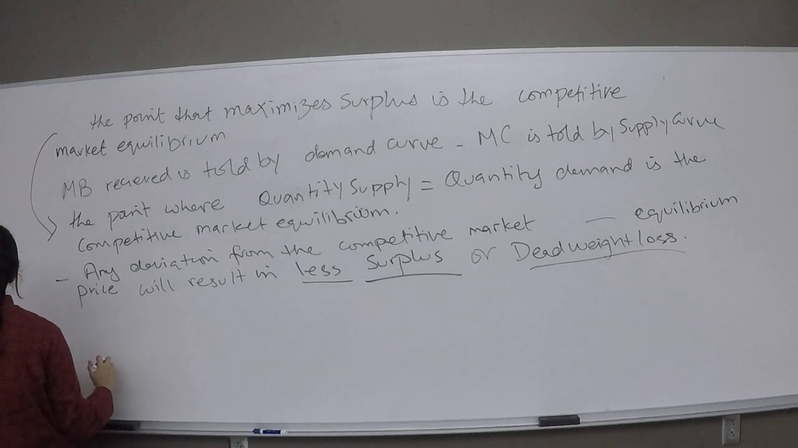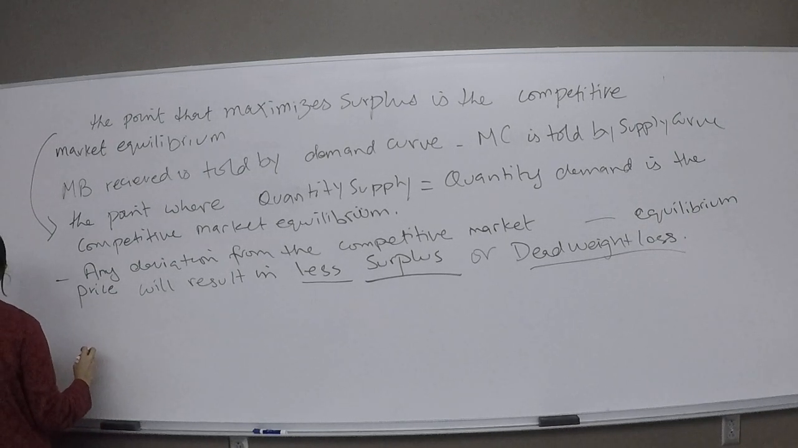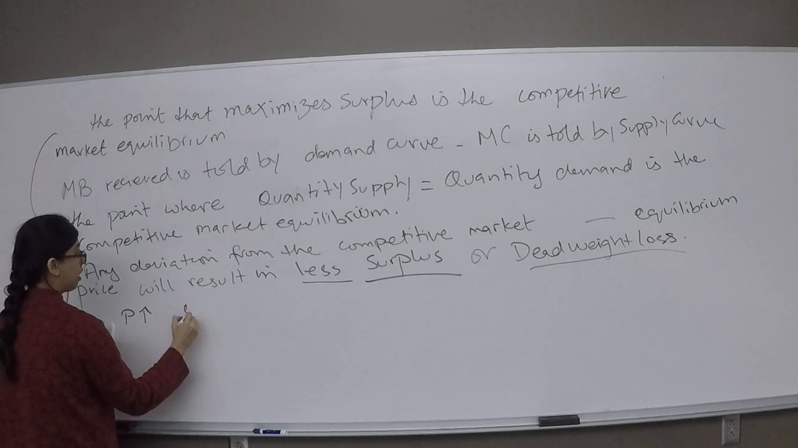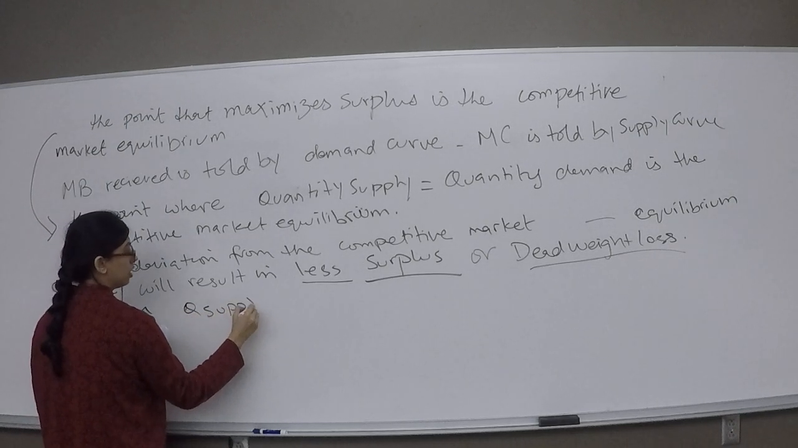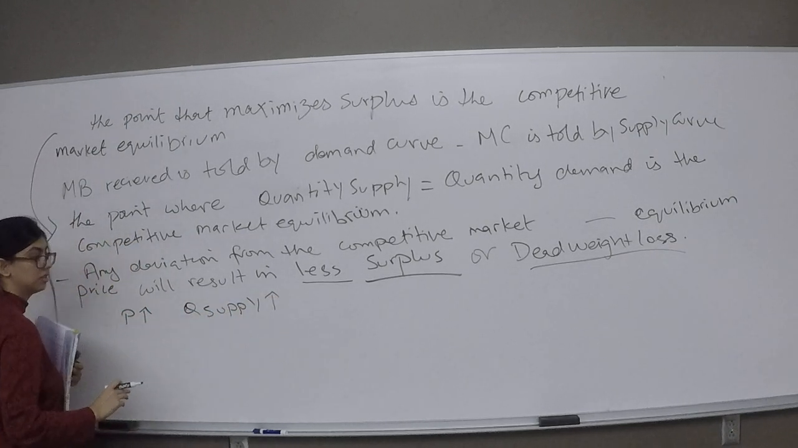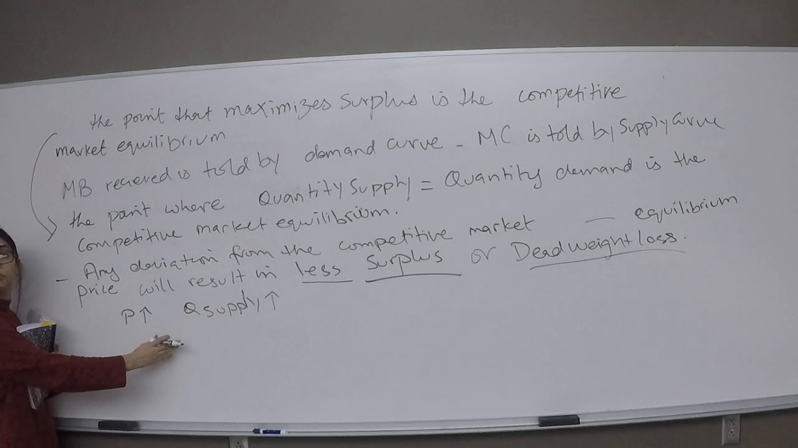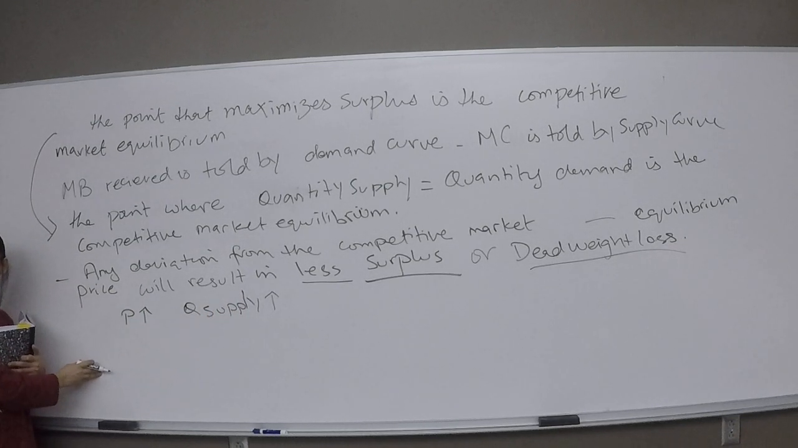Okay, let's do this. When price increases, we know that quantity supplied increases, right? Producers would want to sell more to make more money.